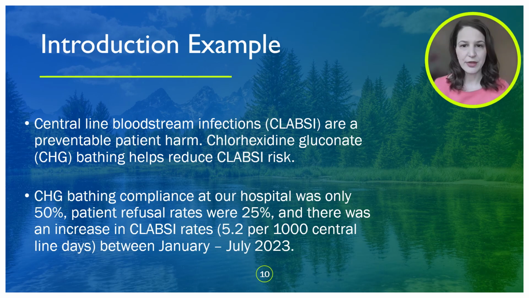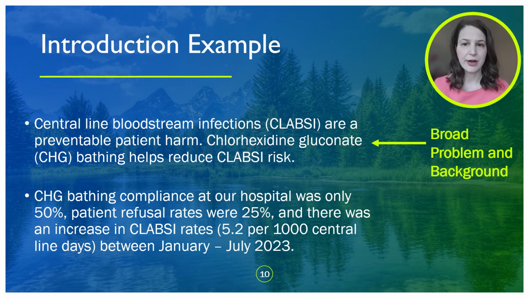In this example, the authors state that CLABSIs are a preventable patient harm and that CHG bathing helps reduce CLABSI risk. This provides the broad problem and background. In this section, authors may also include broad data about the problem of CLABSI, such as the prevalence or cost. Next, authors provide information on the local problem, showing that CHG bathing compliance was low, patients were refusing baths, and CLABSI rates had increased.